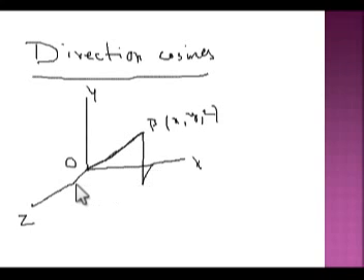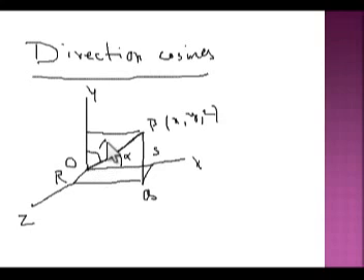The direction cosines of this line segment OP are described by the angles made by the line OP with the axes. You can see three perpendiculars on the axes, like Q, R, S. So there are three angles. OP makes angle alpha with the x-axis, beta with the y-axis, and gamma with the z-axis. These angles alpha, beta, gamma are the direction angles of the line OP.